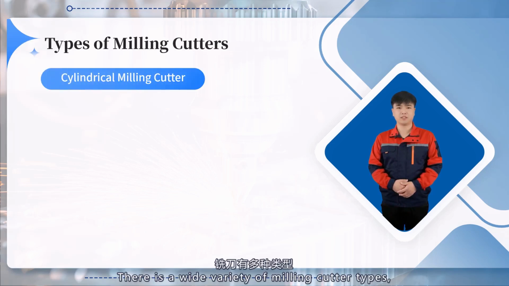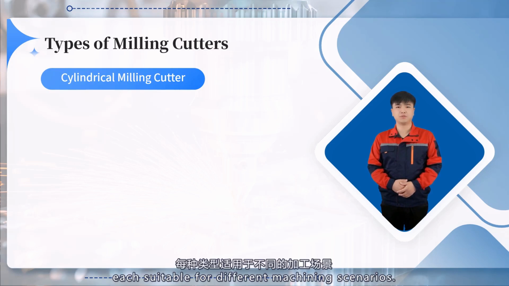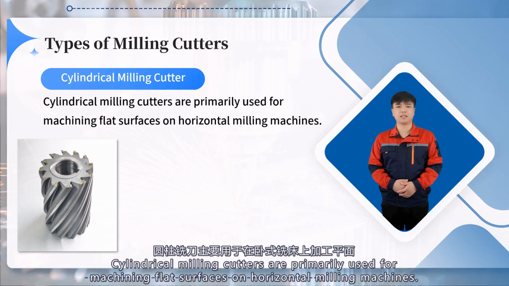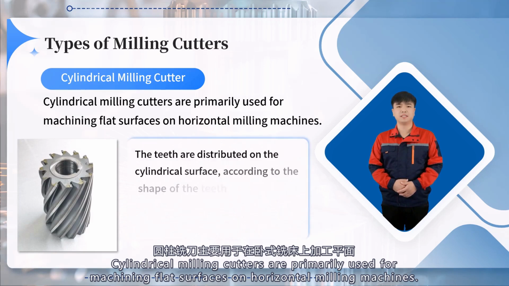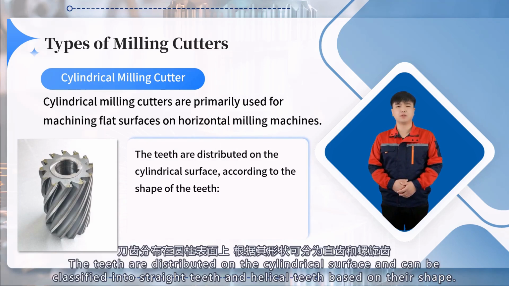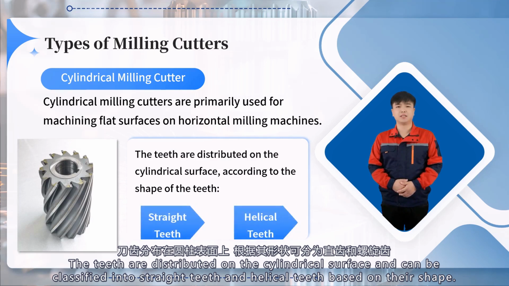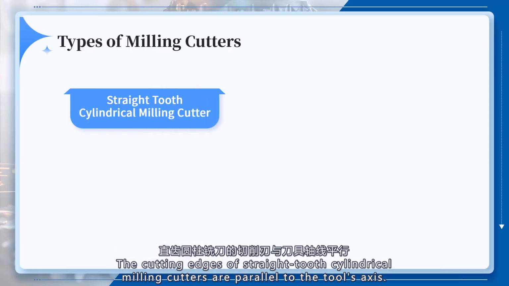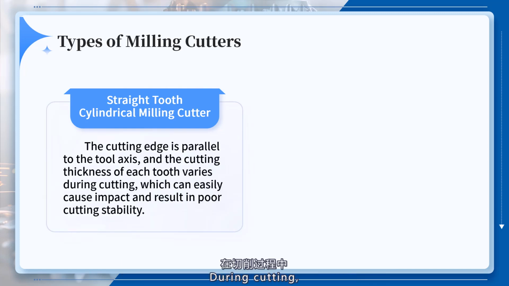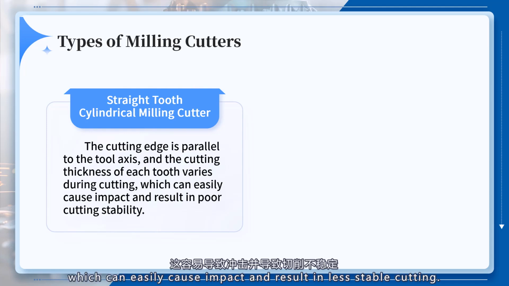There is a wide variety of milling cutter types, each suitable for different machining scenarios. Cylindrical milling cutter. Cylindrical milling cutters are primarily used for machining flat surfaces on horizontal milling machines. The teeth are distributed on the cylindrical surface and can be classified into straight teeth and helical teeth based on their shape. The cutting edges of straight-tooth cylindrical milling cutters are parallel to the tool's axis. During cutting, the cutting thickness of each tooth varies, which can easily cause impact and result in less stable cutting.